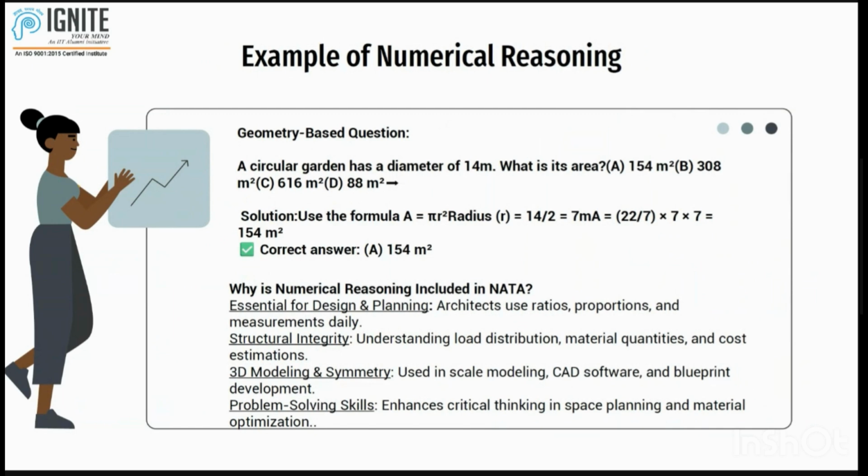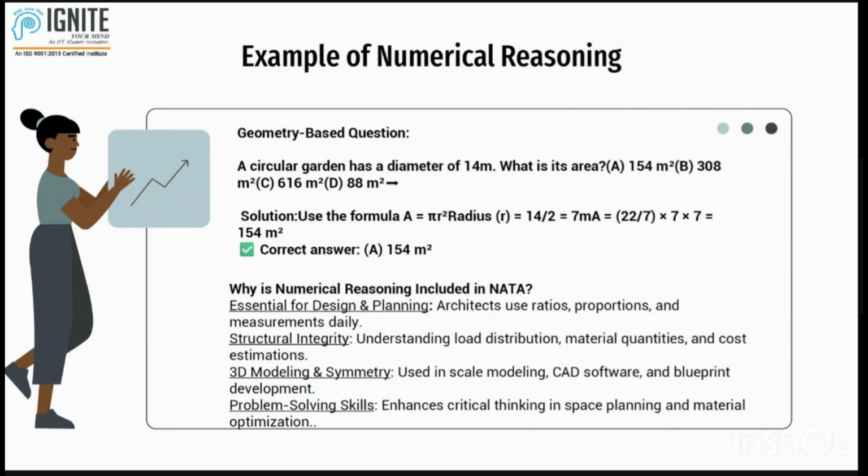Now moving on to the numerical reasoning, which evaluates how well you understand numbers in the context of design, such as geometry, area calculations, and load distribution. The example question is, a circular garden has a diameter of 14 meters. What is its area?